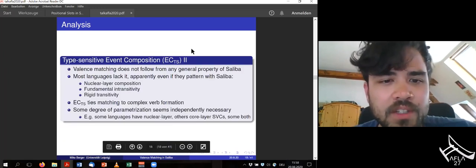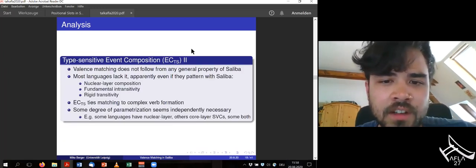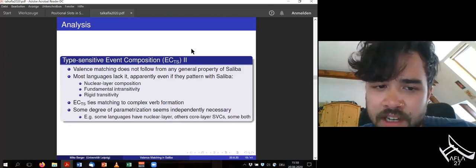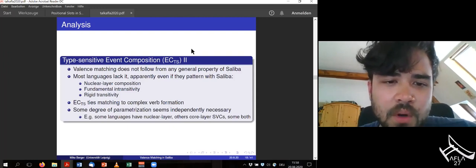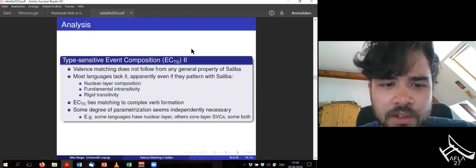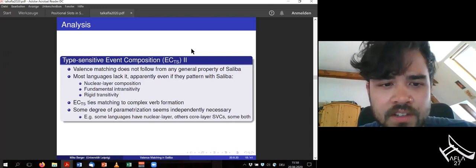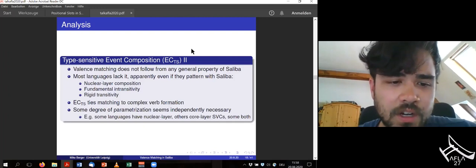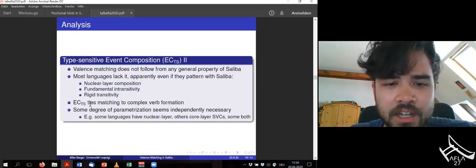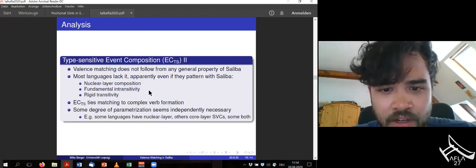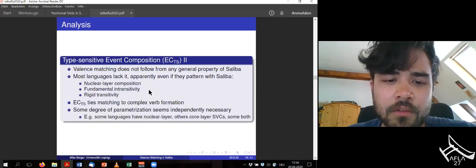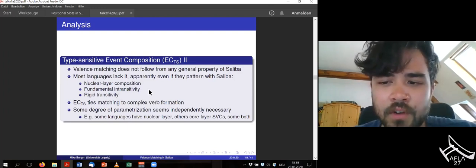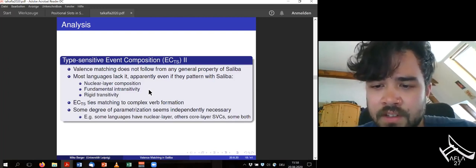So why am I doing this? Well, as far as I can see, valence matching does not follow from a general property of the language. There are certain factors that correlate with valence matching, but then again, most languages that have these ingredients, such as nuclear layer composition, rigid transitivity, etc., seem to lack it. So what I'm doing here is trying to tie the matching to complex verb formation itself. And it seems that we need some degree of parametrization independently. For example, some languages have nuclear layer SVCs, others have core layer SVCs, some have both.